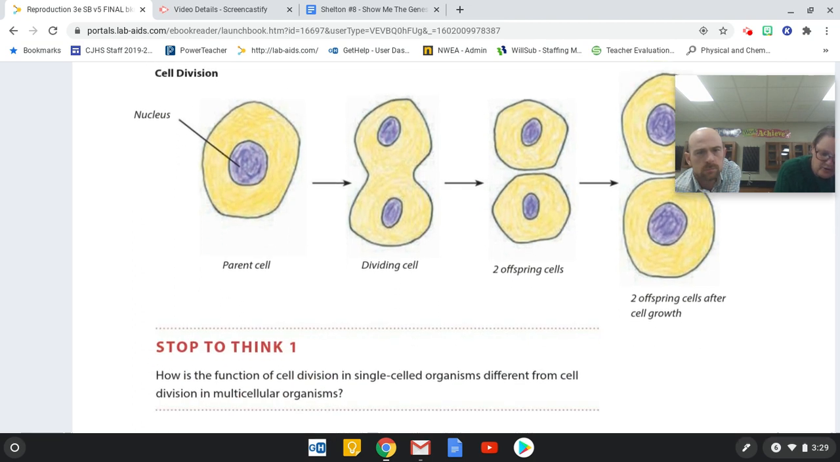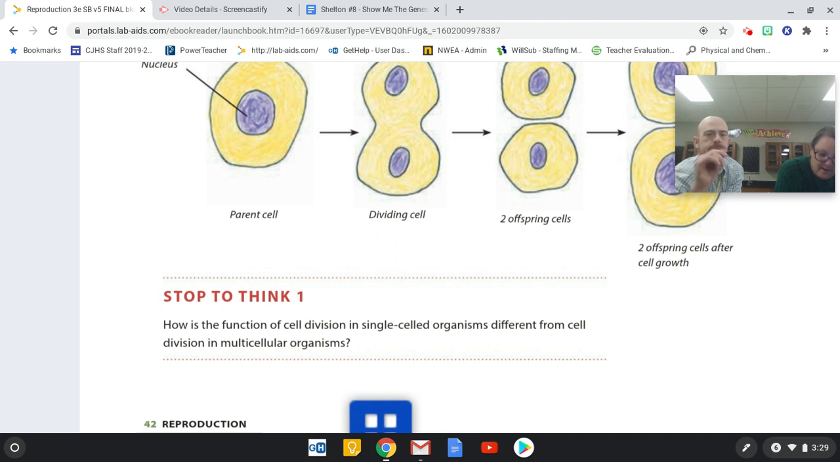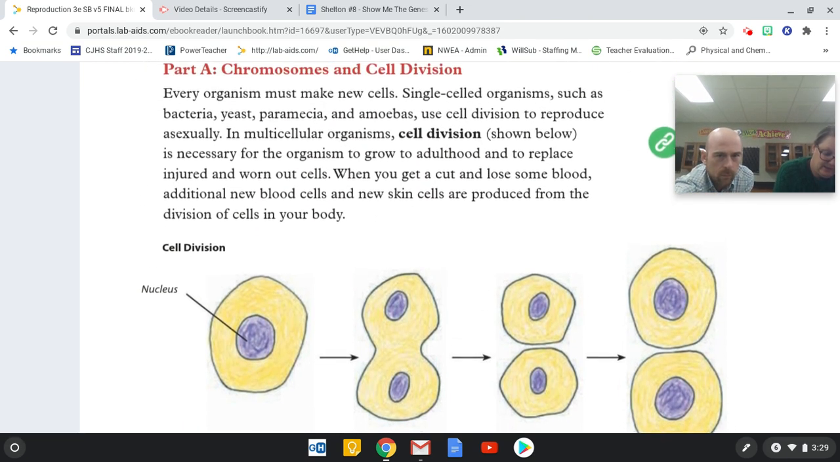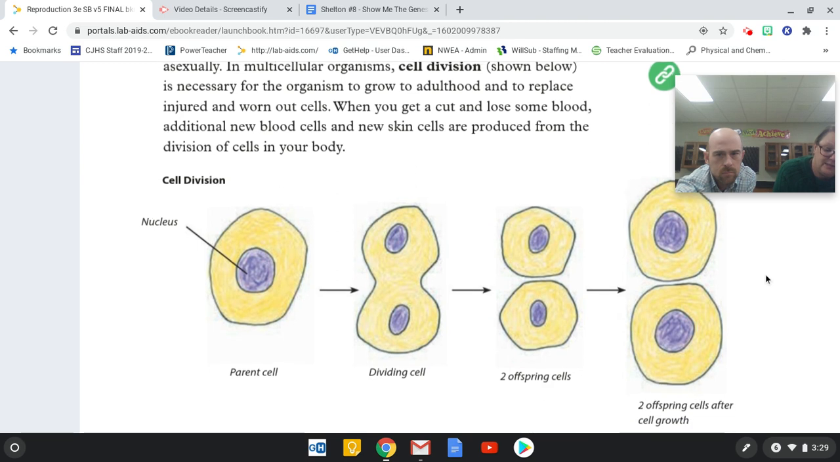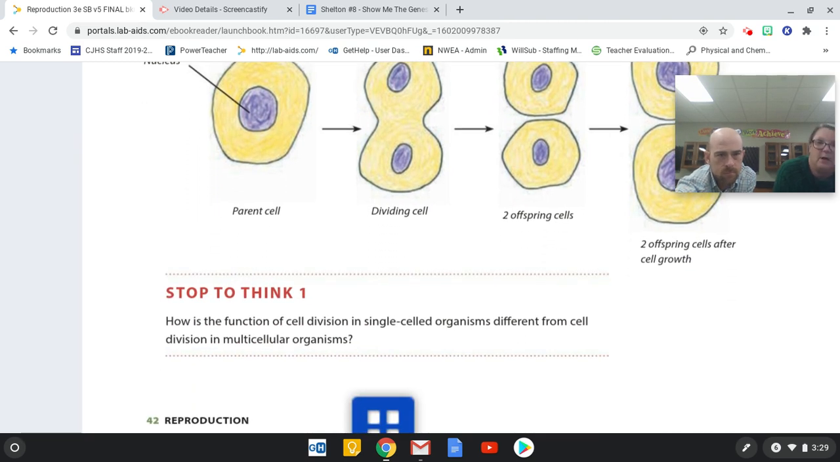At this time, what we're going to ask you to do is to pause the video and complete stopping to think question number 1. Notice stopping to think question 1 asks you this: how is the function of cell division in single-celled organisms different from cell division in multicellular organisms? If you listened carefully to what we just read in part 1, at the beginning it talks about single-celled organisms, and then about halfway through, it talks about multicellular organisms. And you'll see a diagram for the multicellular organisms that is shown below.